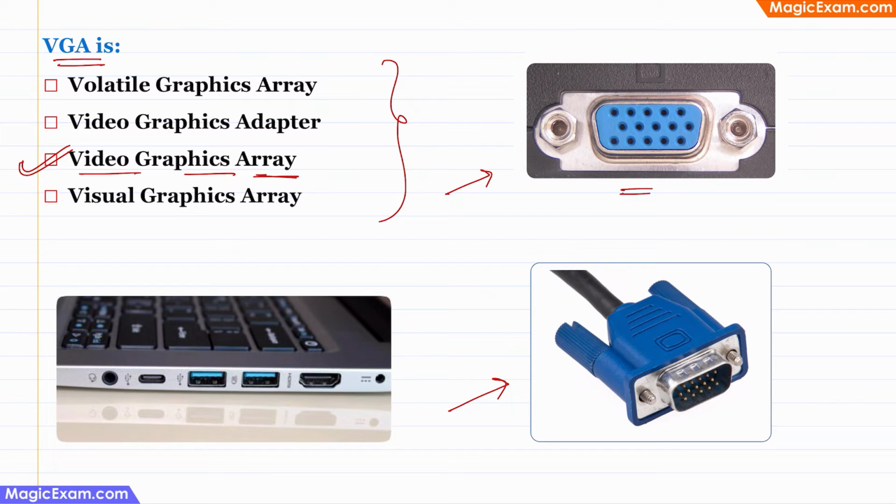But in newer laptops, you'll find a HDMI connection or you can connect to monitors using USB-C. But in older laptops and desktops, you'll find a VGA connector and you can use a VGA cable to connect to the monitor or to a projector.